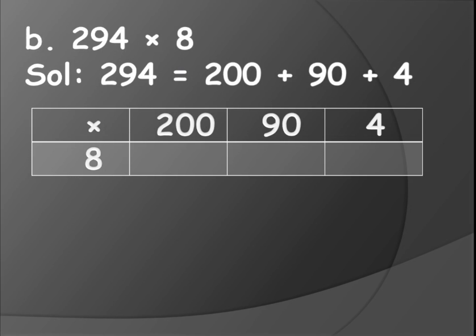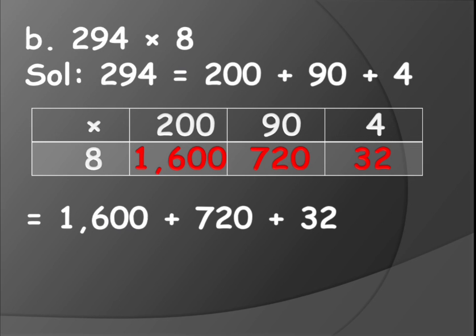You have to ignore the zeros, then it becomes 8 into 2, 8 twos are 16. Yes, and afterwards you will write 2 zeros, which becomes 1600. Okay, next you have 8 into 90. So for time being, ignore the 0. 8 nines are 72, and that 0 you will write down. At the last, 8 into 4, 8 fours are 32. Okay, now you need to add 1600 plus 720 plus 32.